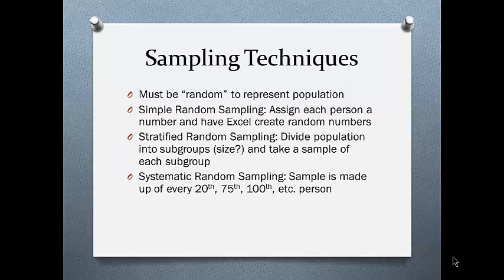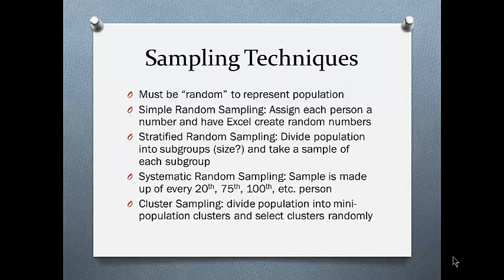So I create a random number between 1 and 20, and I get 7. So we do the 7th person, add 20, the 27th person, add 20, the 47th person, and that way everybody's got an equal chance of being picked in the systematic random sampling.